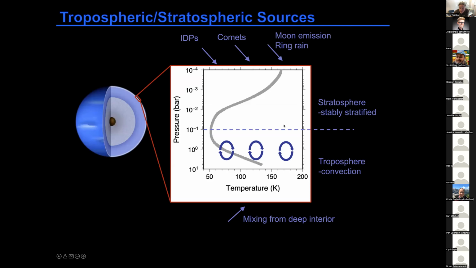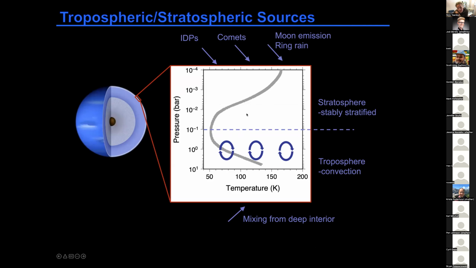So not everybody, I guess, on this telecon is an atmospheric scientist, so just to briefly review what a stratosphere and a troposphere are. It's kind of this very outermost layer of this cross section here. This thick grey line is the temperature profile measured by Voyager. So it was a radio occultation.